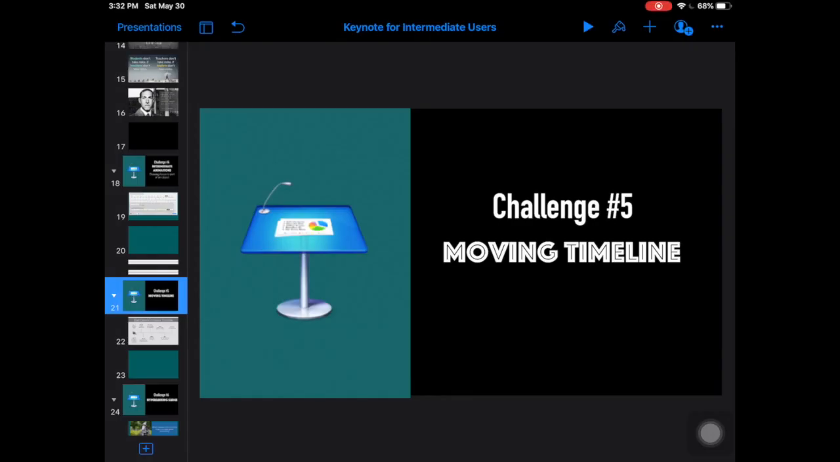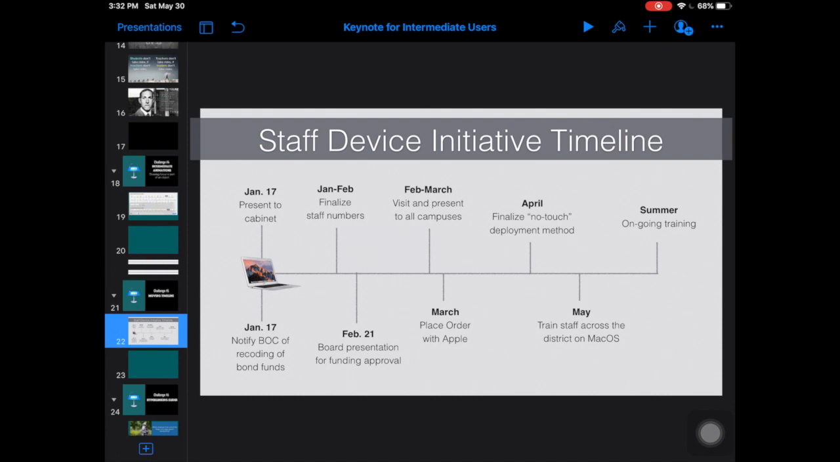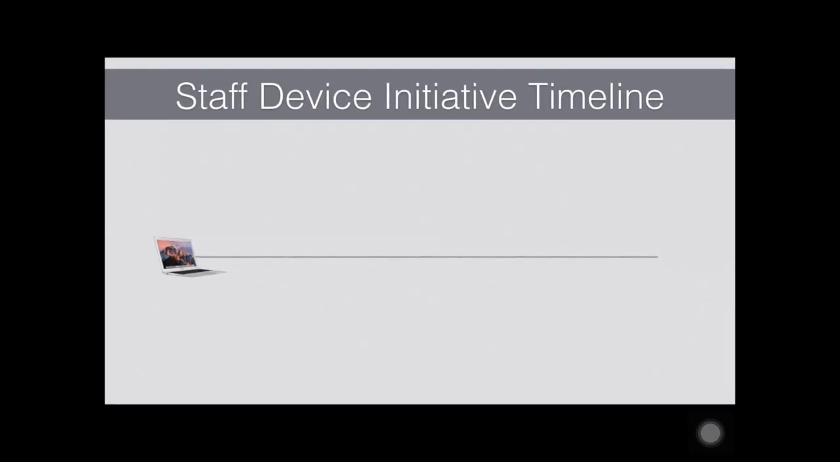We're going to combine some of the skills we've learned with icons and animations and grouping animations to make what's called a moving timeline. These are powerful tools if you're a history teacher or someone just wanting to kind of go through actions. Here's an example of one that I did at an actual board meeting where I have this object, this MacBook, that's kind of flying along this timeline.